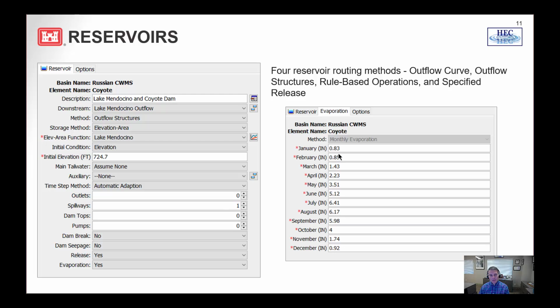You can also specify evaporation from the reservoir. There's an option here on the left side for evaporation. Once you set that to yes, then you can define the monthly rate.